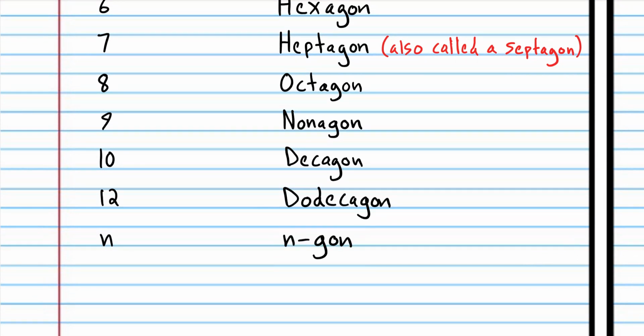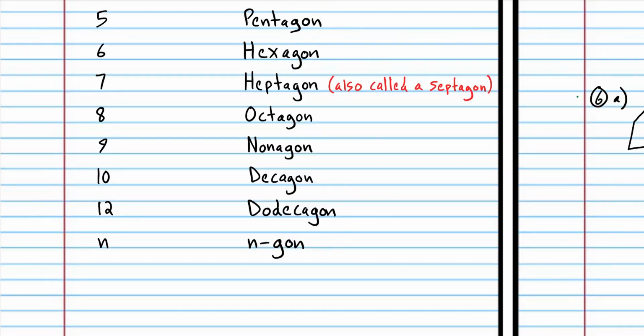When you get to polygons that have more than 12 sides, or 11 sides, then you can just use this terminology here. For example, if we have 15 sides, we call it a 15gon. If you have 100 sides, we call it a 100gon. So I know that sounds kind of weird, but that's just how they do it.